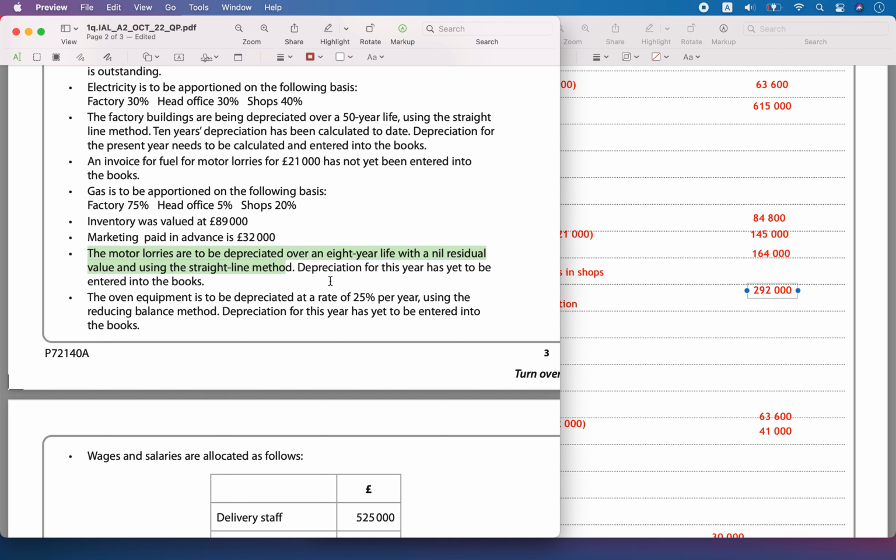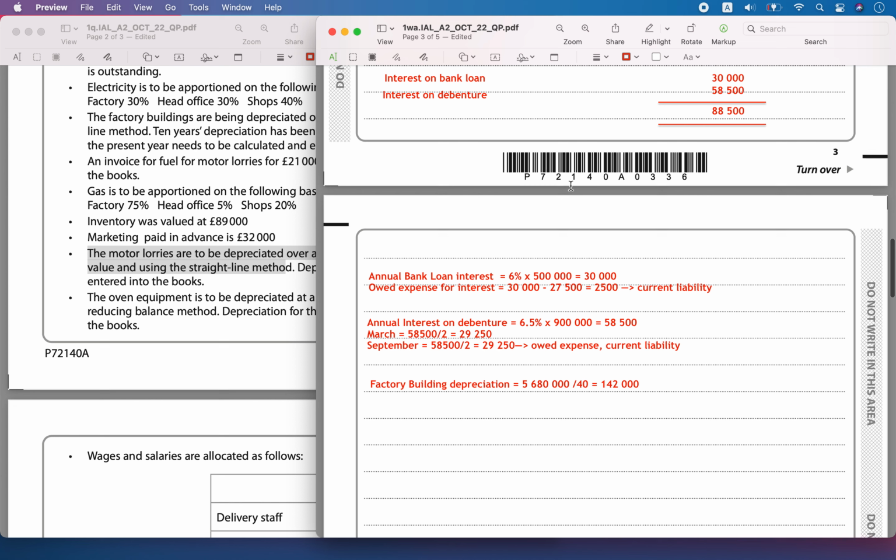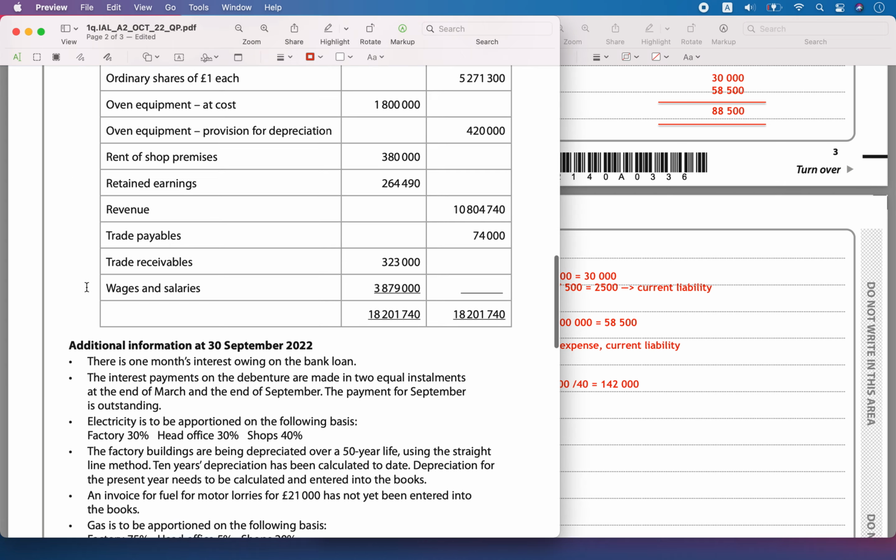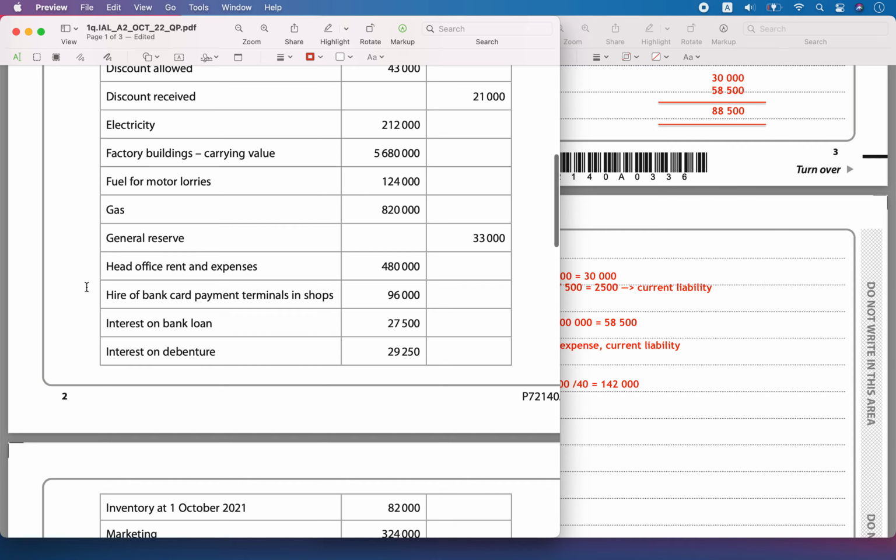value using the straight line method. Depreciation for this year is yet to be entered into the books. Now let's calculate the motor lorry depreciation. Okay, motor lorry depreciation using straight line method for 8 years. So the cost divided by 8-year lifetime.